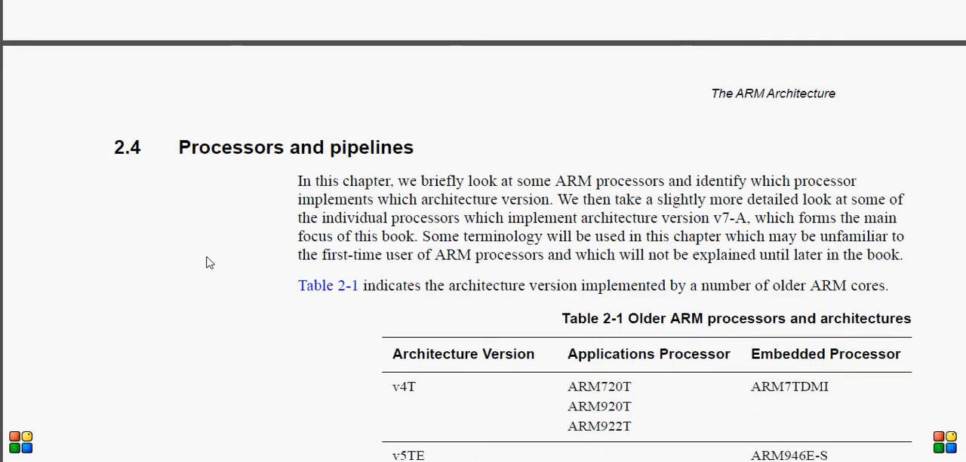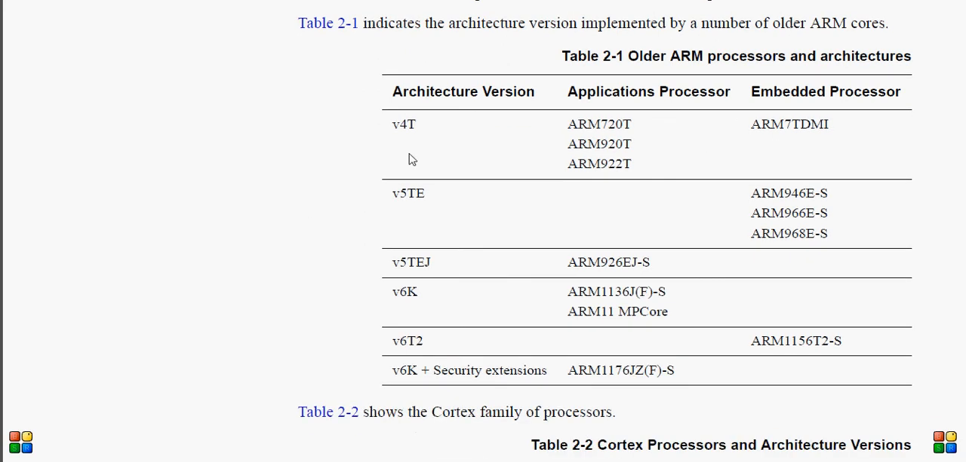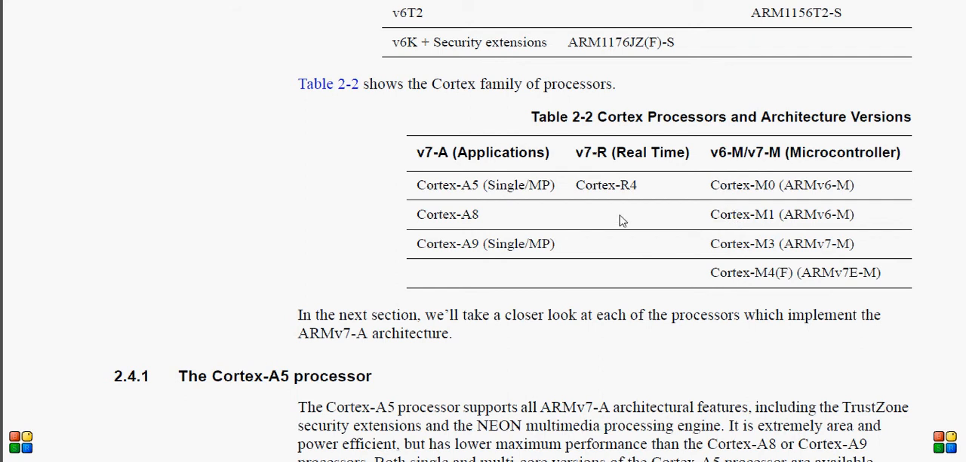Now we will discuss the processors and pipelining. This table shows the various architectures implemented by a number of older ARM cores. These are the versions, these are the application processors, and these are the embedded processors which they support. Now this table shows the Cortex family. Version 7A application profiles include Cortex A5, Cortex A8, Cortex A9. Version 7 real-time profiles include Cortex R4, version 6M and version 7M. Microcontroller profiles include Cortex M0, Cortex M1, Cortex M3 and Cortex M4.